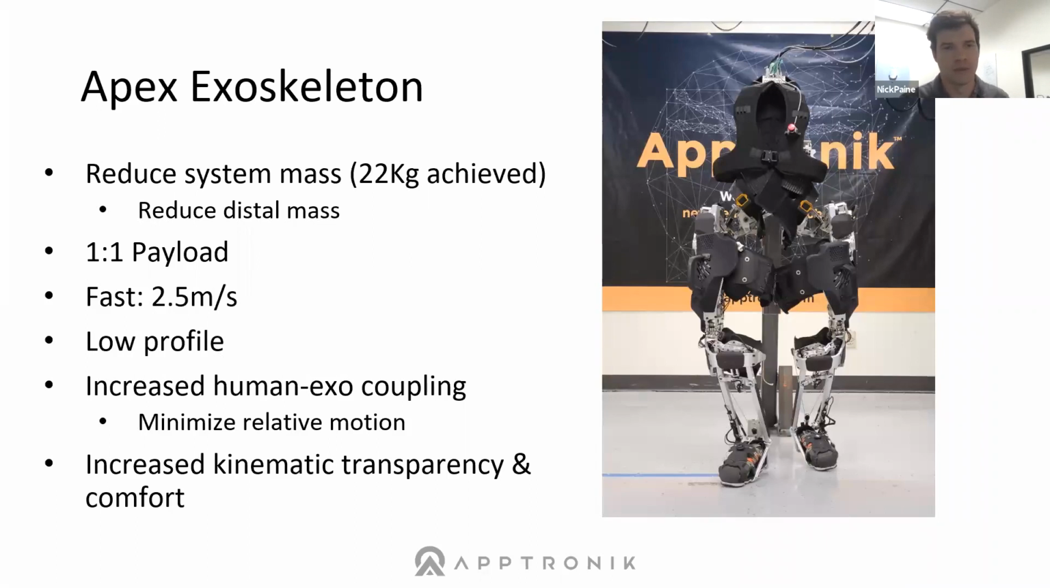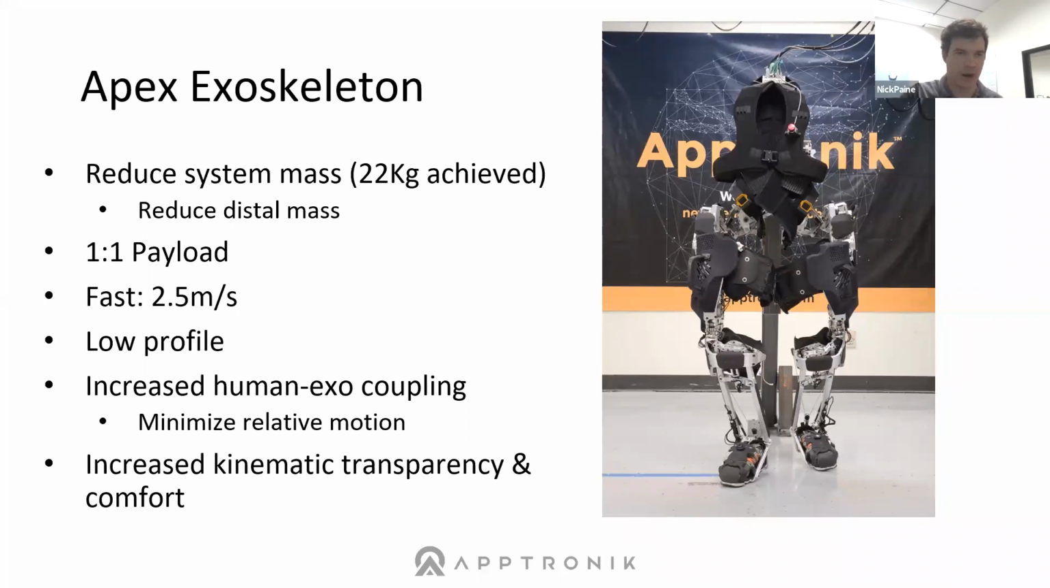So that brings us to the next system design, which is Apex, shown here. There's some pretty significant improvements of this system compared to the previous one. We were able to reduce overall mass by half, so 22 kilograms total system mass. Especially, we focused a lot on distal mass, so taking mass away from the feet and moving it up towards the hip and the torso.